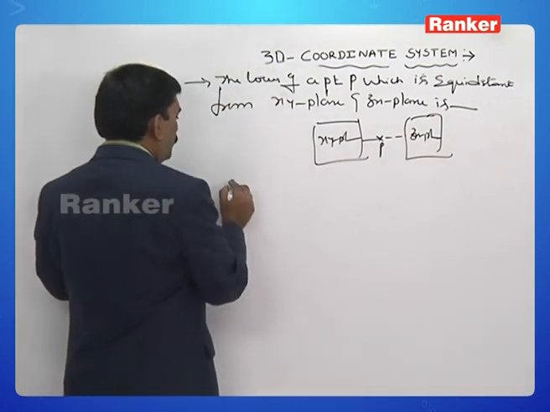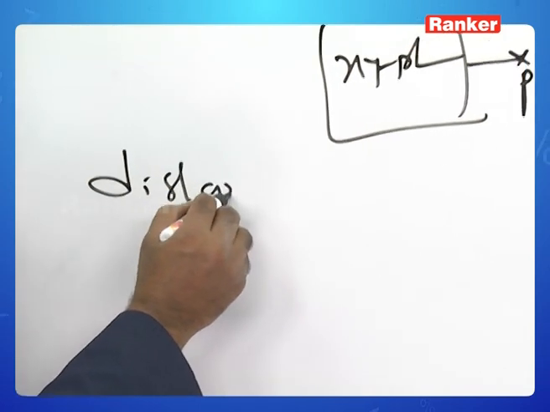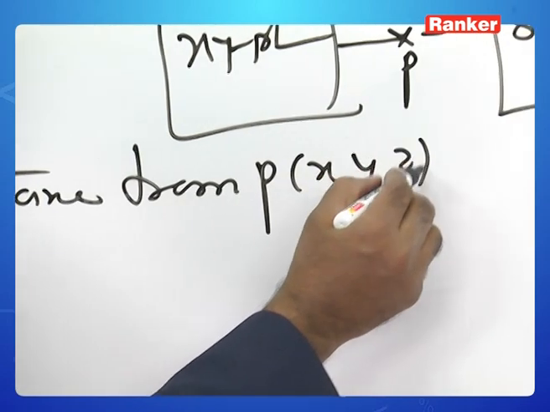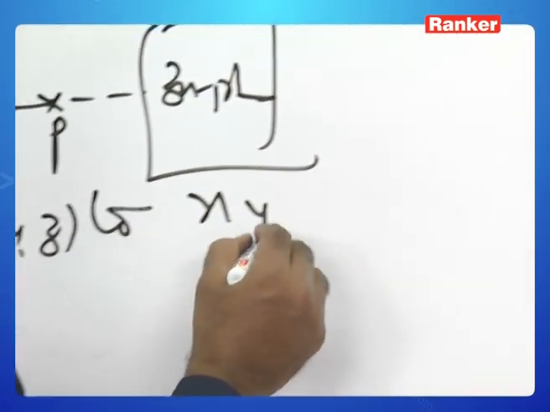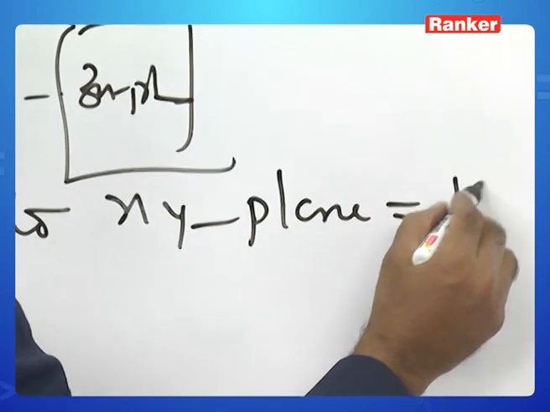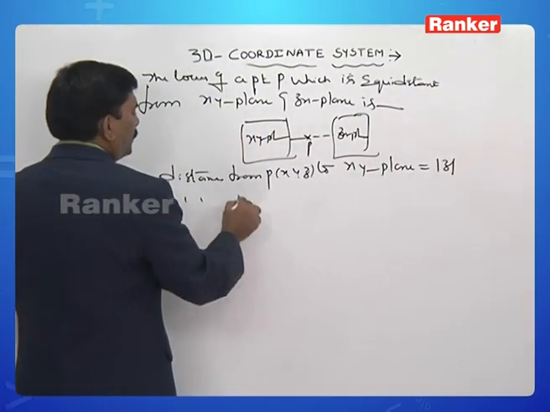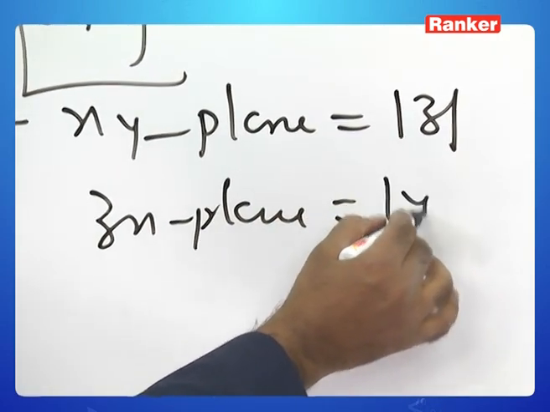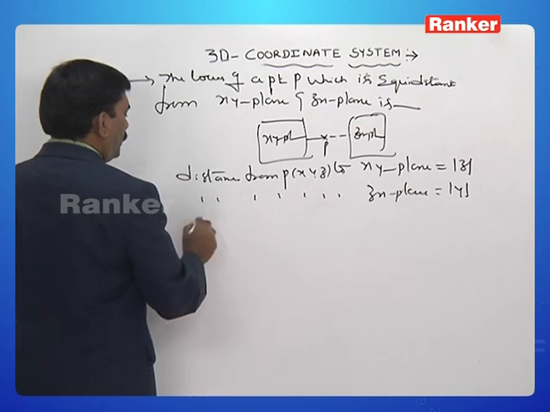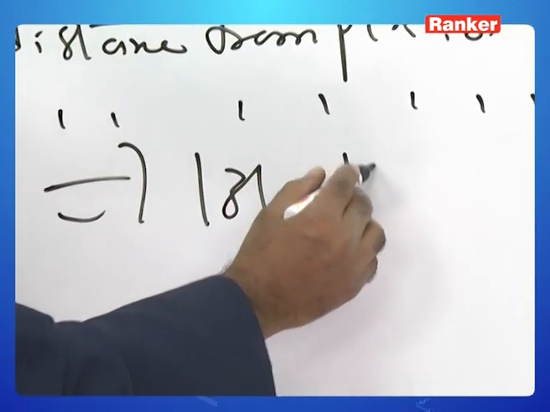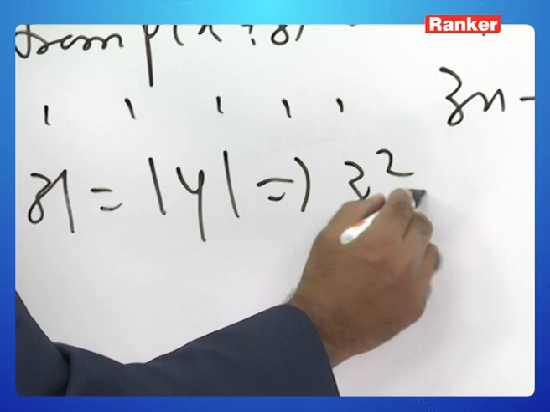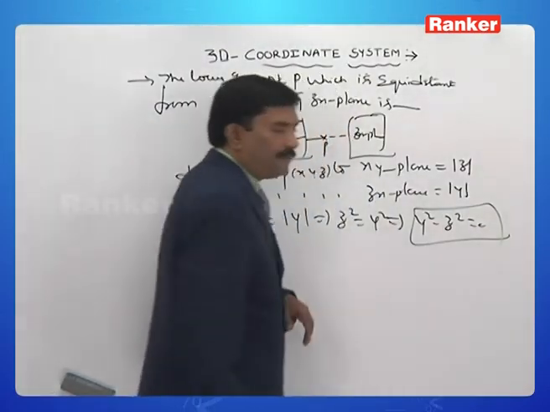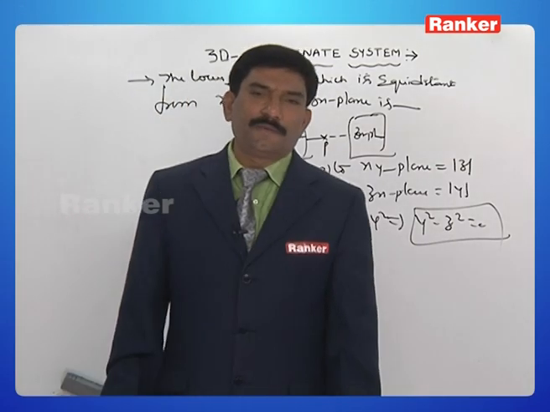We know that the distance from P of x comma y comma z to the xy plane is equal to mod z. The distance from this to the zx plane is equal to mod y. But they are equal. So therefore, mod z is equal to mod y, which implies z square is equal to y square. Therefore, y square minus z square is equal to 0 is the required locus.